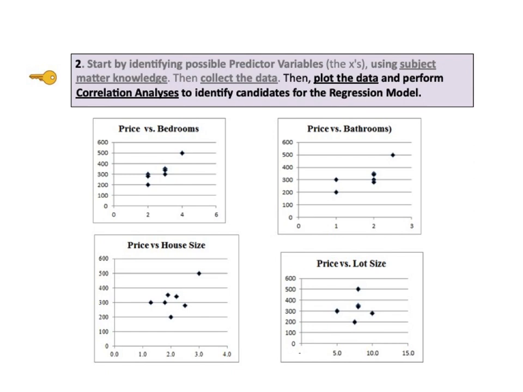KTU number 2 goes on to say, then plot the data and perform correlation analyses to identify candidates for the regression model. Correlation analysis is described in detail in the second video in this playlist titled Correlation Part 2, the Correlation Coefficient. That video also explains the importance of plotting the data. That is because the correlation coefficient alone can be misleading in some cases. Here we have plotted the prices as the y variable, and there is one plot for y versus each of the 4 x variables. The x variables are the number of bedrooms, the number of bathrooms, the house size, and the lot size.